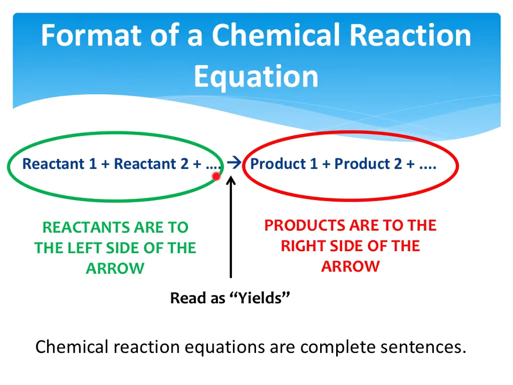The arrow is read as yields. So if you were to read this out loud, you would say reactant 1 plus reactant 2 plus reactant 3, if there's one, yields product 1, product 2, product 3. Or reactant 1 reacts with reactant 2 to yield product 1 and product 2. Chemical reactions are complete sentences and are treated as such, as in English syntax. So this is the way you would write it: reactant 1 plus reactant 2 yields product 1, product 2, period.